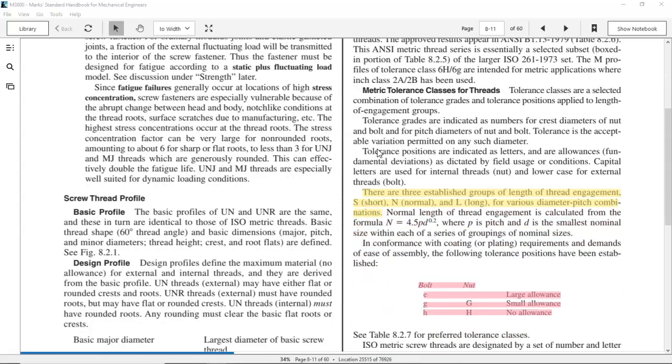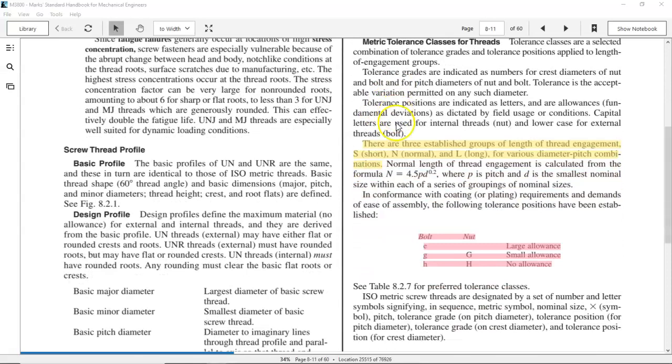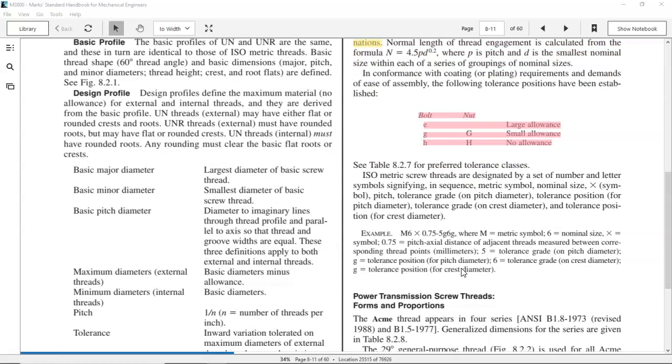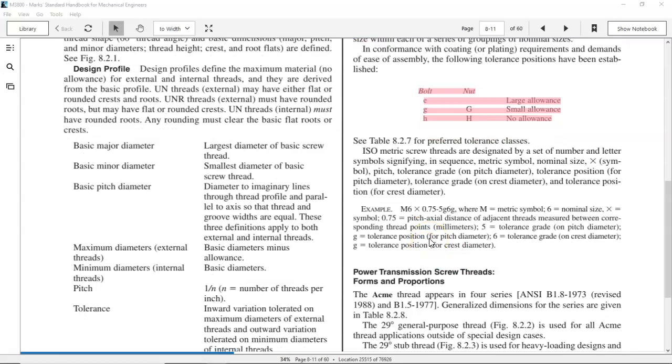Let's see the classes of fit then for the metric. You have the E, a large allowance, which doesn't show up too much. The lowercase g for the bolt and uppercase G for the nut, or if we're threading into the material. And then a lot of our taps have the H values, where the allowance is called out by the numbers. So you can manage your geometry just going through the classes of fit and how the threads are put together.